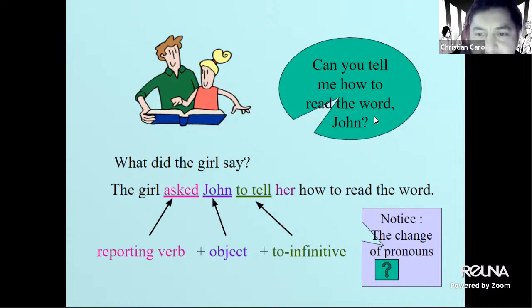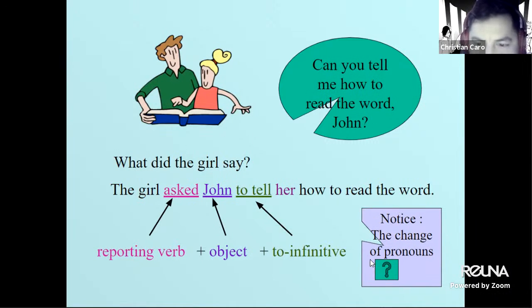Can you tell me how to read the word, John? The girl asked John to tell her how to read the word. The reporting verb is ask in this case. John is the object. To tell is the infinitive in this case, plus more object pronouns and how to read the word. Yeah, this is pretty much like breaking down the question. Okay.